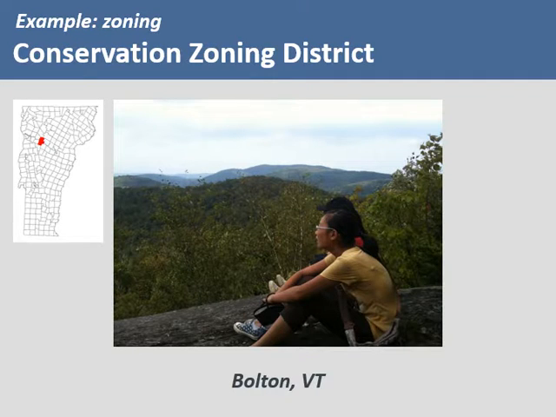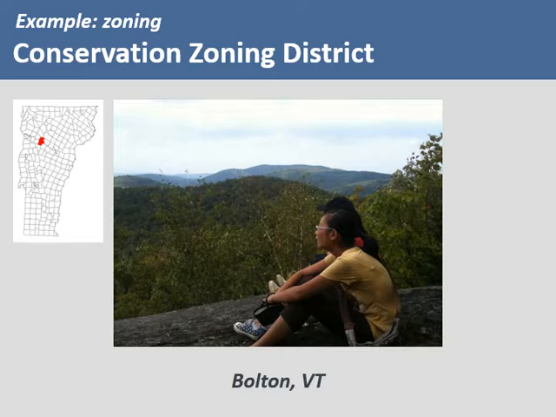Here's an example of a conservation district from Bolton, Vermont. Bolton is in Chittenden County and has a population of about 1,200 people. It's rural and heavily forested and also the home of Bolton Valley Ski Resort. So what did they do? In 2005, Bolton adopted a conservation zoning district. How did they do it?